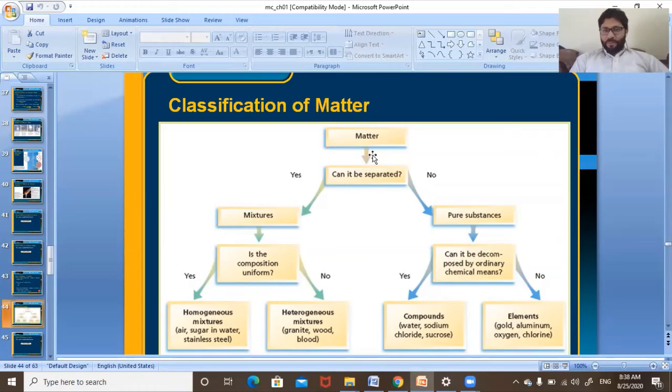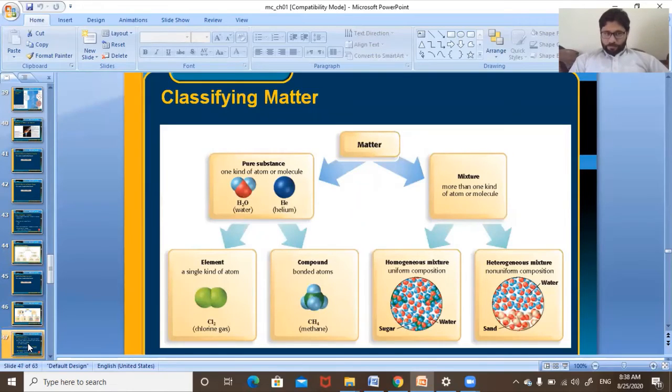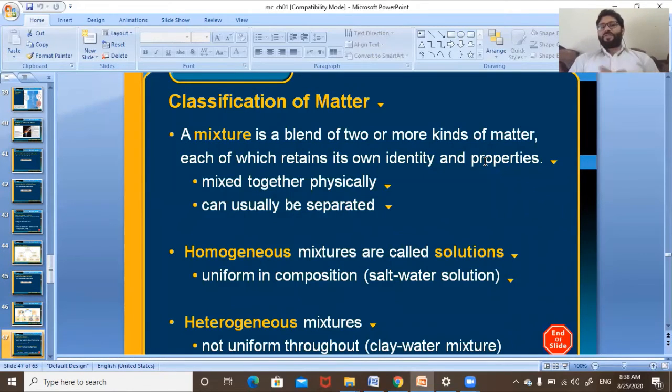So we discussed all these things. We discussed matter, and we said that matter is classified into pure substances and mixtures. The pure substances are further classified into elements and compounds. Now we will discuss mixtures. Dear student, when we are discussing mixtures, we must understand that a mixture is a blend of two or more kinds of matter, each of which retains its own identity and properties. It means when we mix them, they will not change their properties. The properties will remain the same within the mixture.